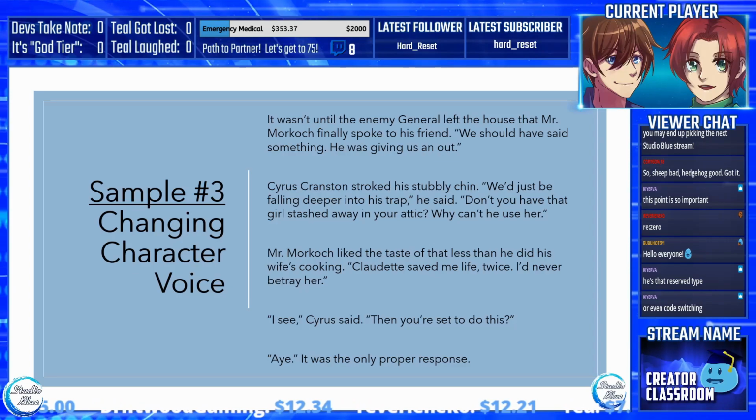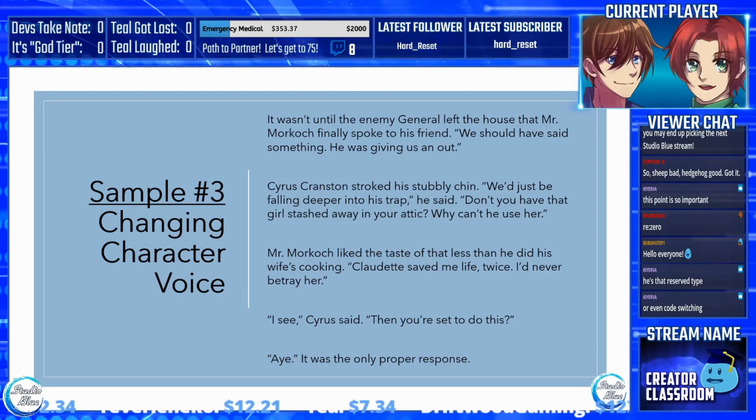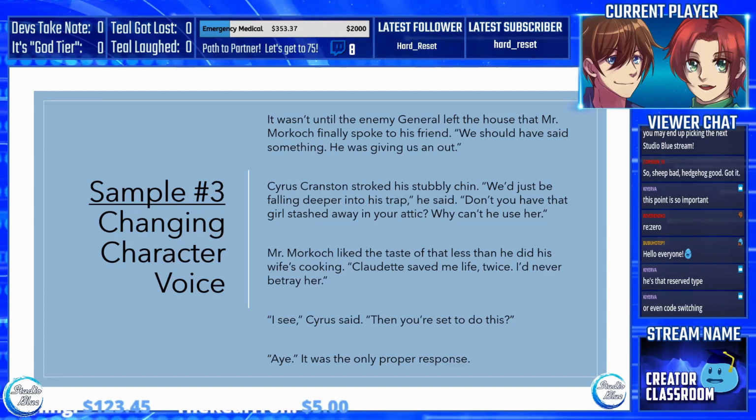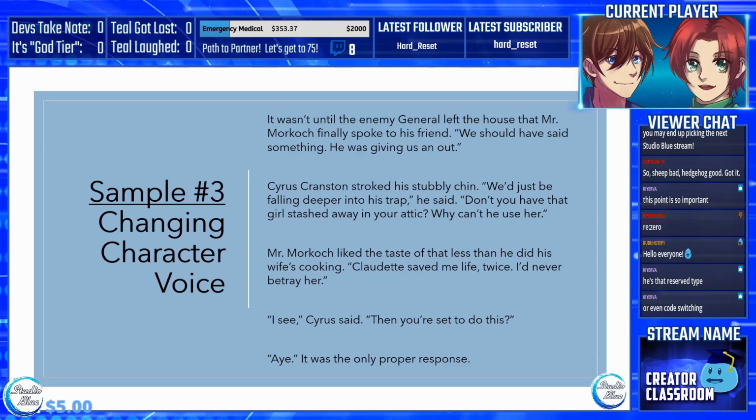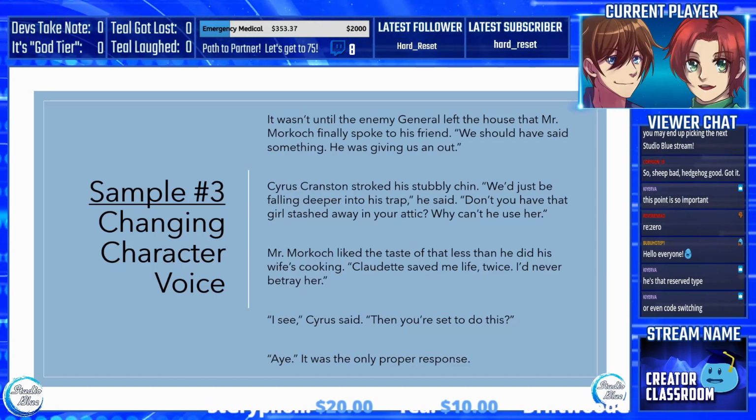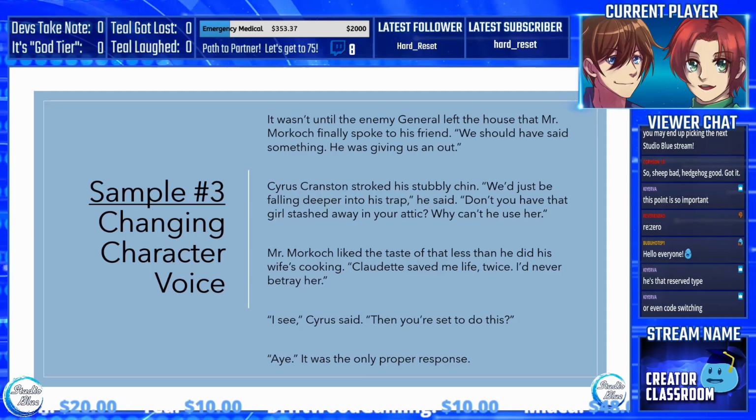It wasn't until the enemy general left the house that Mr. Moorcock finally spoke to his friend. "We should have said something. He was giving us an out." Cyrus Cranston stroked his stubbly chin. "We'd just be falling deeper into his trap," he said. "Don't you have that girl stashed away in your attic? Why can't he use her?" Mr. Moorcock liked the taste of that less than he did his wife's cooking. "Claudette saved my life. Twice. I'd never betray her." "I see," Cyrus said. "Then you're set to do this." "Aye." It was the only proper response.